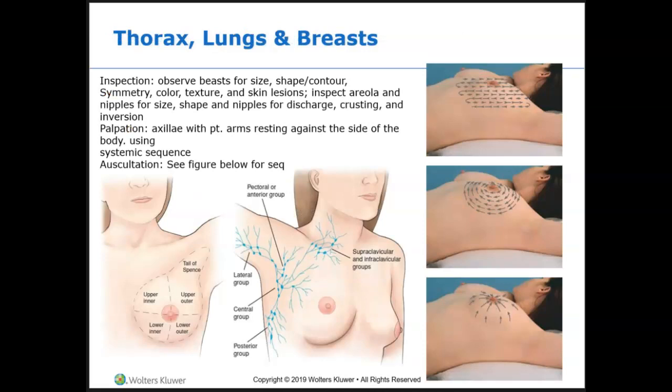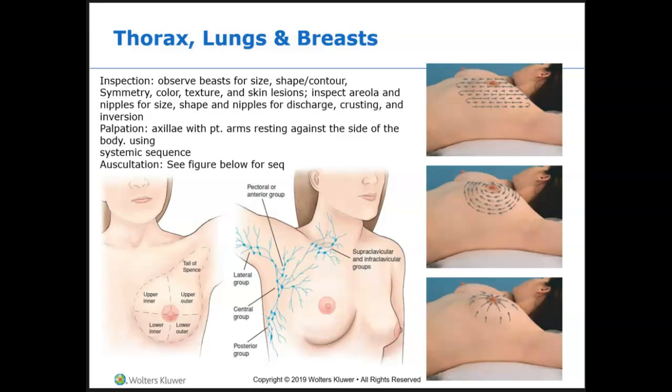Thoracic, lungs, and breasts. So we're going to inspect the breasts. We're going to have the patient rest their hands at the side of their body, then on the hips, and then finally above the head. With the patient holding each position, you're going to inspect the breasts for size, shape, symmetry, color, texture, and skin lesions. You're going to inspect the areola and nipples for size and shape, as well as inspect the nipples for discharge, crusting, or even inversion. See the figure on the right.